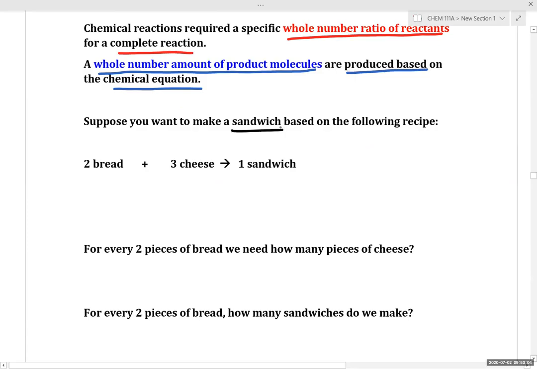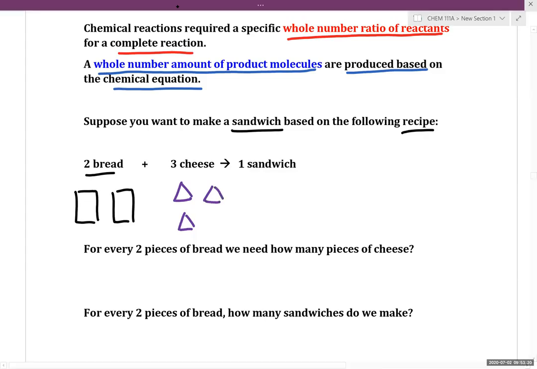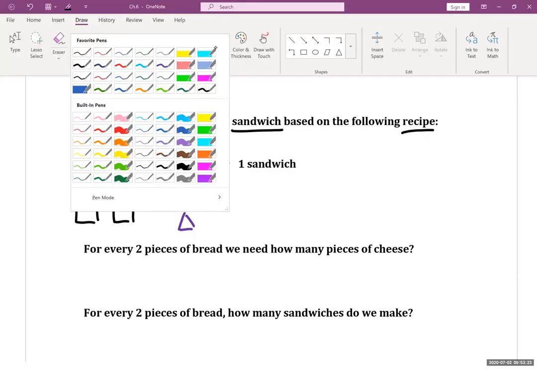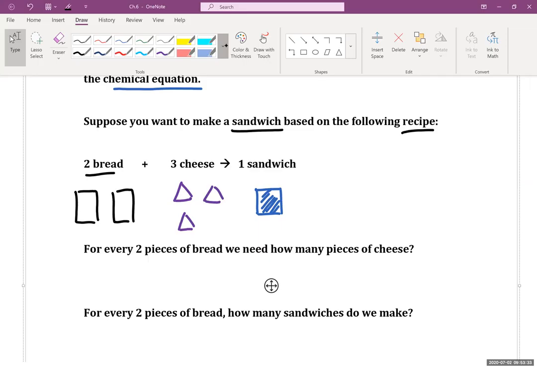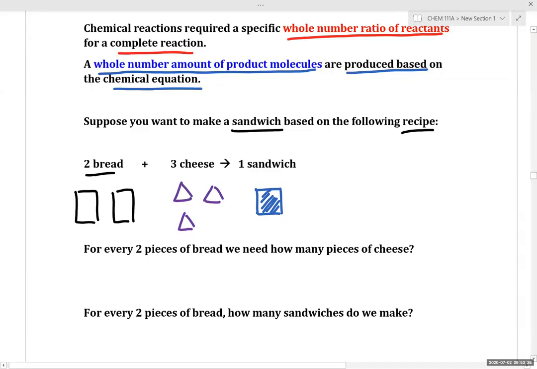So to help us visualize this, let's use a very simplistic example. Suppose you're trying to make a sandwich based on a recipe, and it requires 2 pieces of bread, okay, and 3 pieces of cheese. And from this relationship, if we mix 2 pieces of bread and 3 pieces of cheese, we get 1 sandwich. Okay, we've probably done this throughout our lives. We've probably cooked food based on a recipe that requires a specific number of each ingredient.